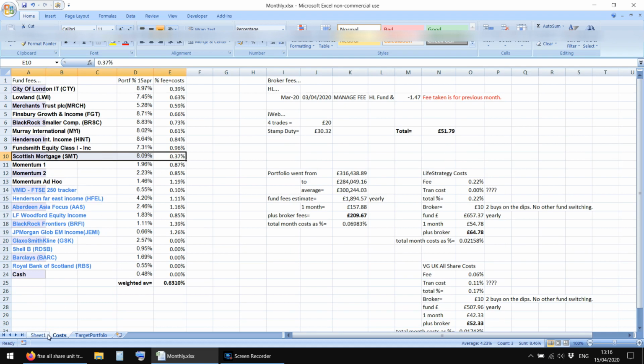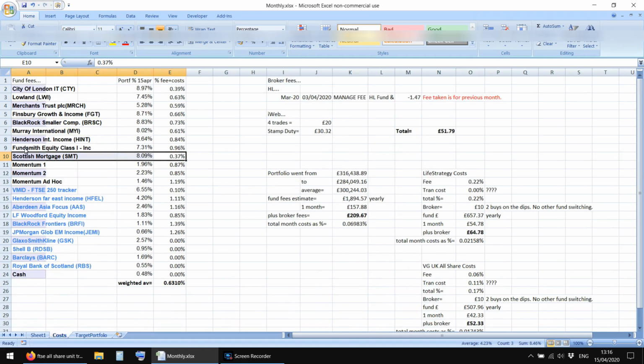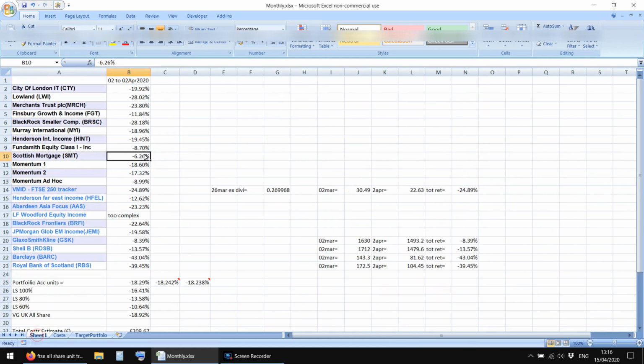Really low charge is 0.37, and it was my best performer. But then you have other things like Fundsmith. 0.96 is one of my higher charges, and that was my second best, or roughly joint second best. So I think mostly it's down to me picking lots of UK funds that are lacking growth. Anyway, there's my little look at the charges for that 2nd of March to 2nd of April period.